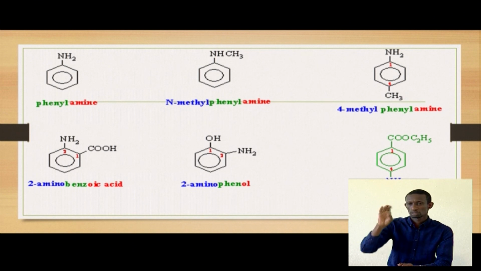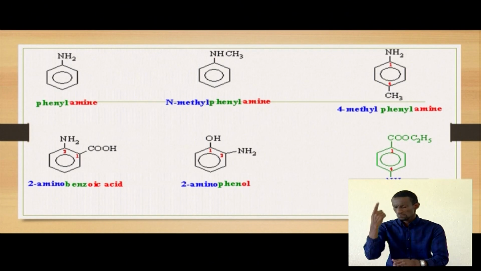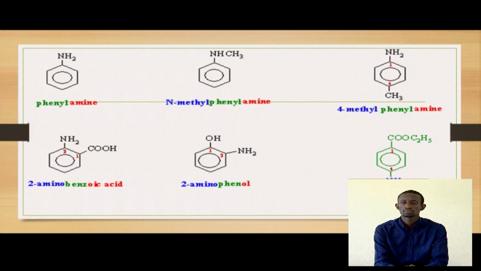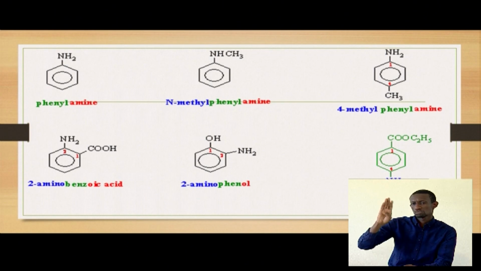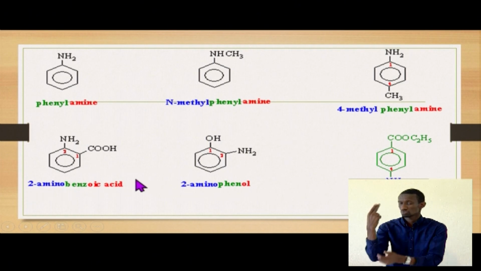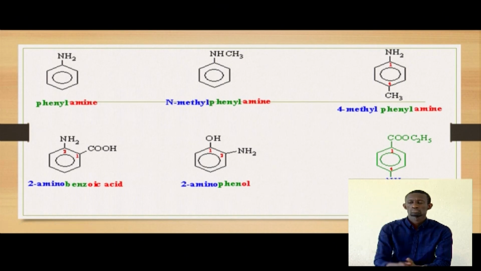So the carboxylic acid, because of its higher priority as a functional group, will take the suffix name. So this will be a benzoic acid, and therefore the amine becomes a substituent in that case. So that's why we say 2-amino benzoic acid. Let me just remind you of the priority order of these functional groups.